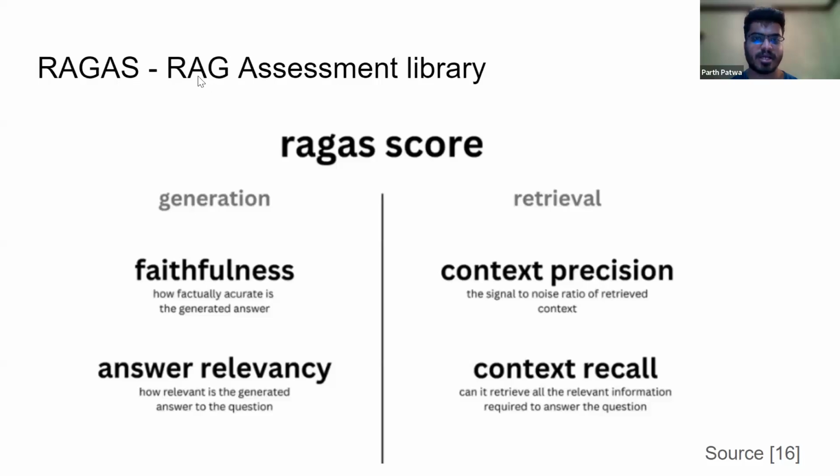So there is a library, RAGAS, which is a RAG assessment library. They offer multiple metrics. 4 of them I'm discussing here. For generation, there is faithfulness and answer relevancy. So how faithful it is, like how grounded the answer is in reality, and how relevant the answer is. And then for the retriever, we have standard metrics like precision and recall.